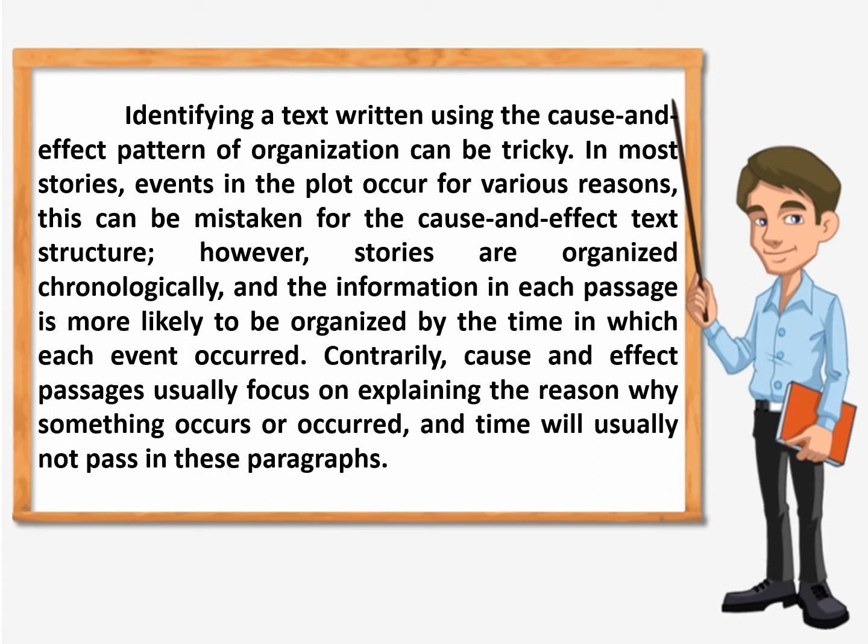Identifying a text written using the cause and effect pattern of organization can be tricky. In most stories, events in the plot occur for various reasons. This can be mistaken for the cause and effect text structure. However, stories are organized chronologically, and information in each passage is more likely to be organized by the time in which each event occurred. Contrarily, cause and effect passages usually focus on explaining the reason why something occurs or occurred, and time will usually not pass in these paragraphs.